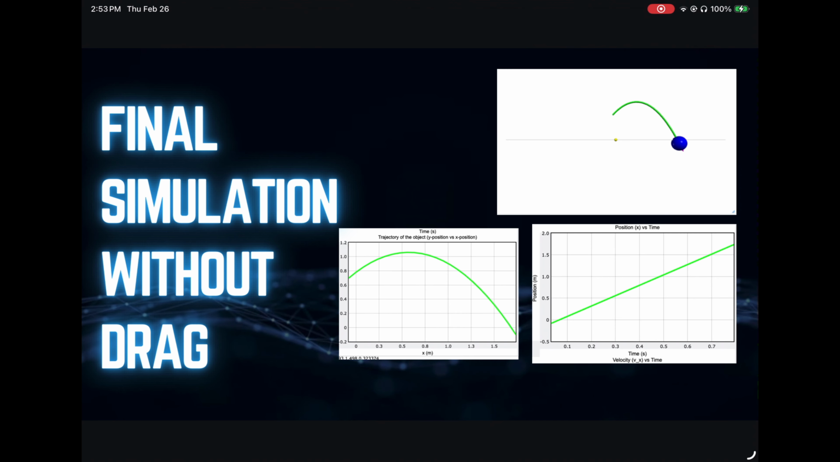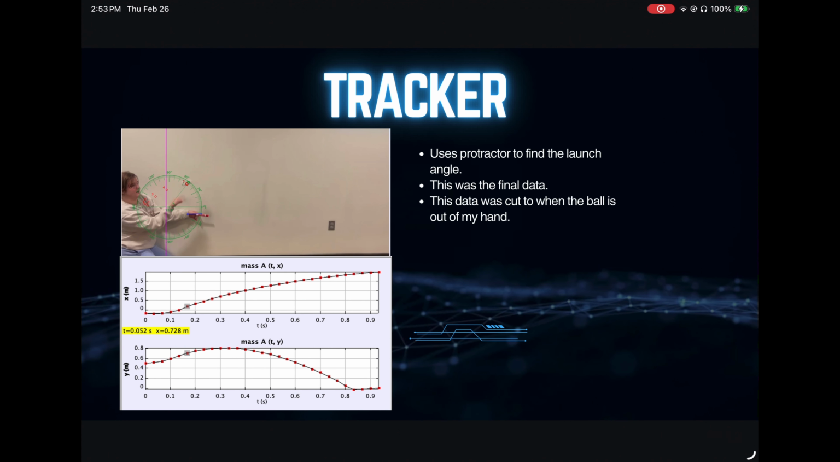So then in Tracker, I used a protractor to calculate the actual launch angle. This was the final data in this particular graph, and then I used this data and cut to when the ball was released from my hand. As you can see in the very beginning, it's not in motion. So I basically cut that particular part out, which I will talk about more in the potential errors.